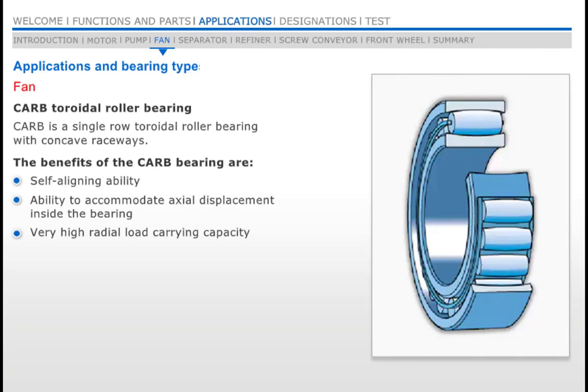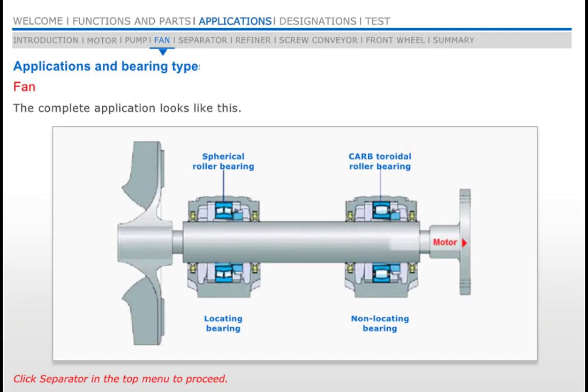CARB is a single-row toroidal roller bearing with long, slightly crowned rollers and concave raceways in both the inner and outer rings. The complete application looks like this, with one spherical roller bearing and one CARB toroidal roller bearing.